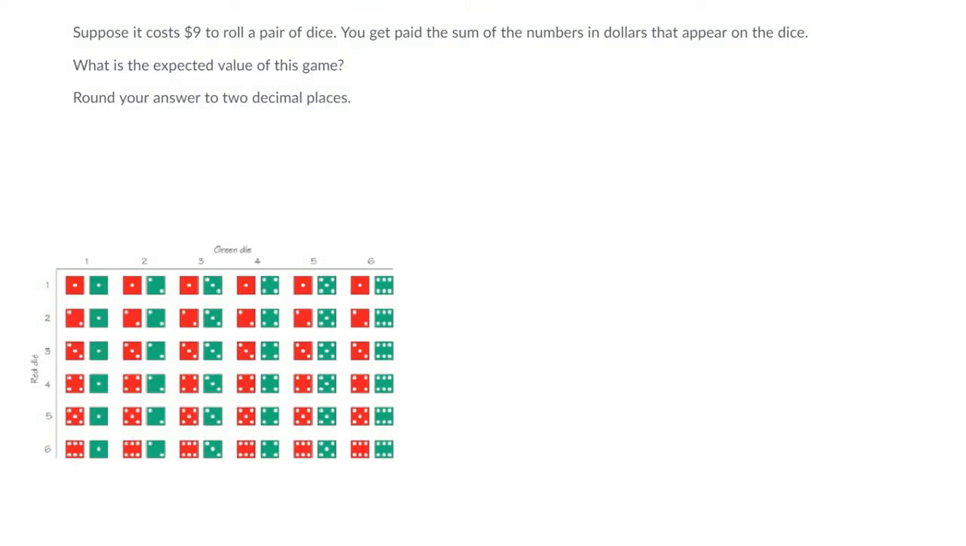All right, this is the first problem in 7.6. And what I've done is I've also added in a picture of the die, the different outcomes you can get from a pair of dice, because that's what we're dealing with here.